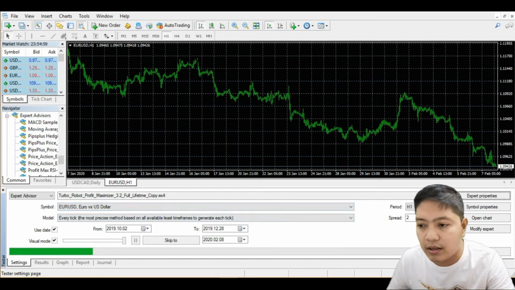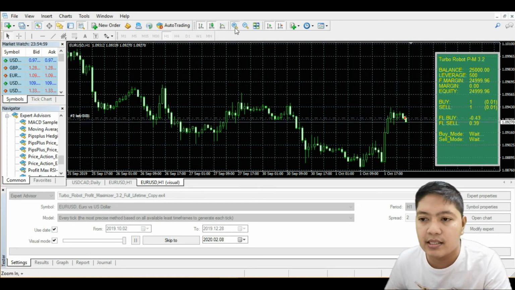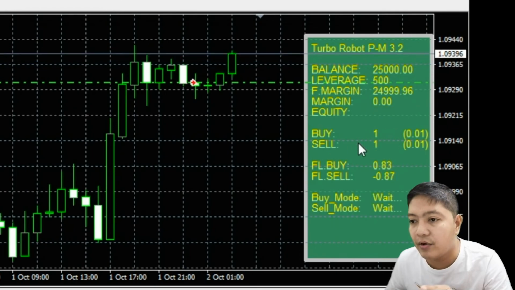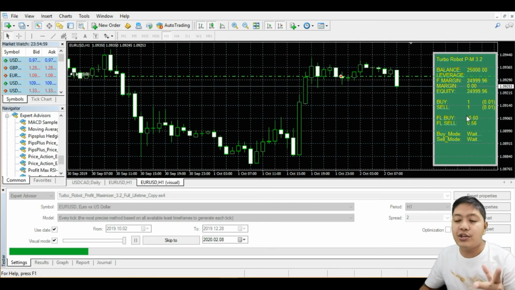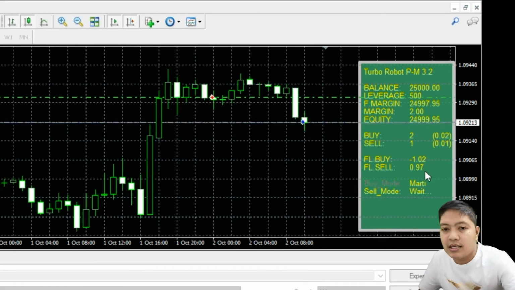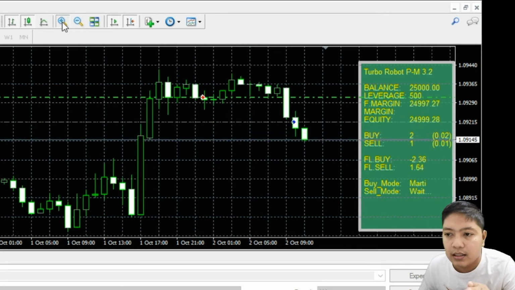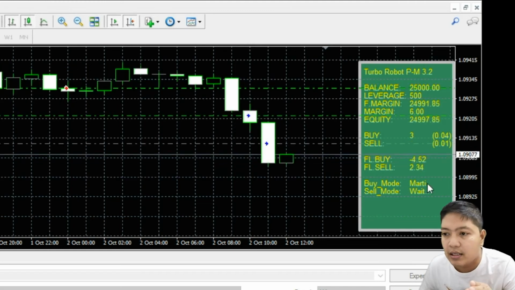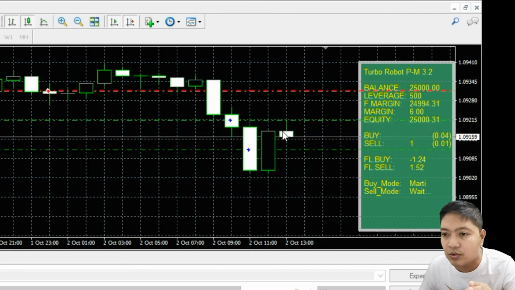I'm using Euro US dollar here, then start. So it's opening here, you can see that, guys. This is the dashboard where you have a buy and a sell. This EA is a hedging with martingale strategy combination. As you can see, your buy position already has 2 levels, your sell is 1, and you have 3 buys, and you're losing now on your sell because the market goes to sell.